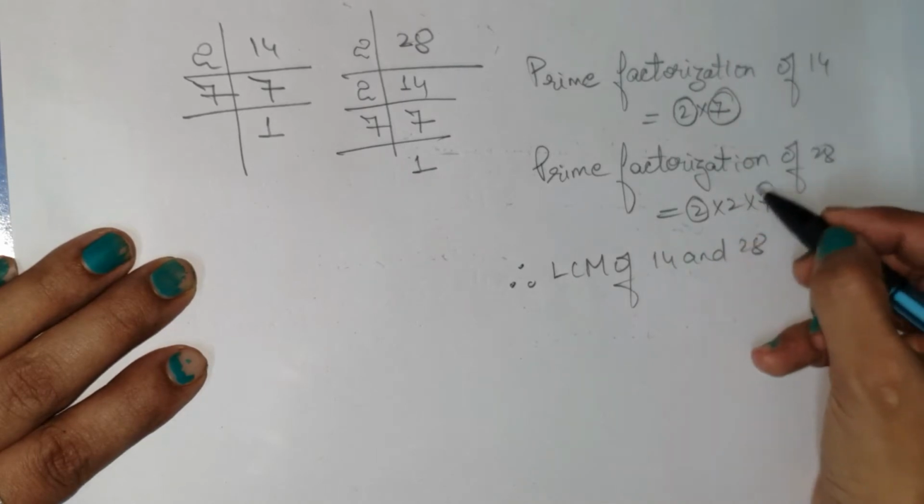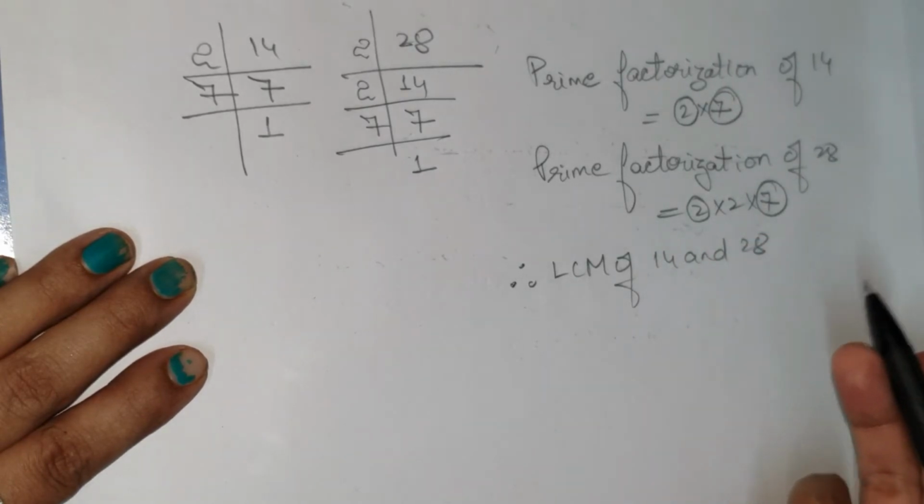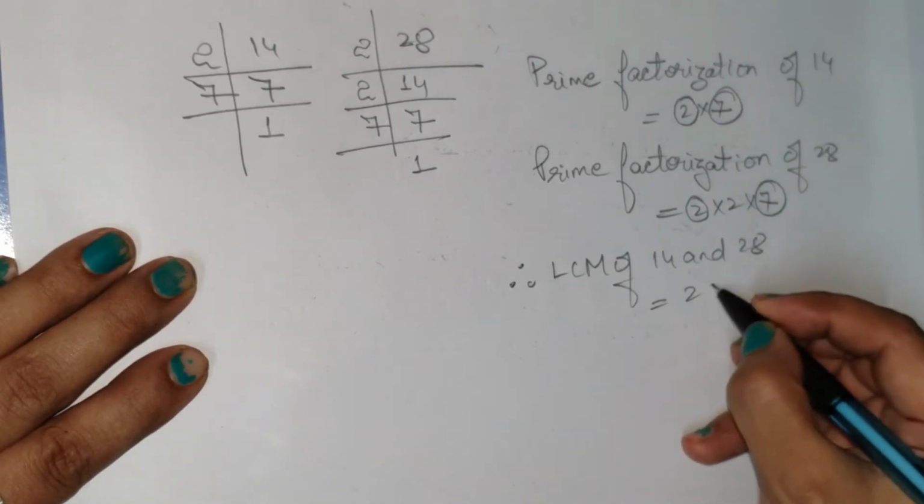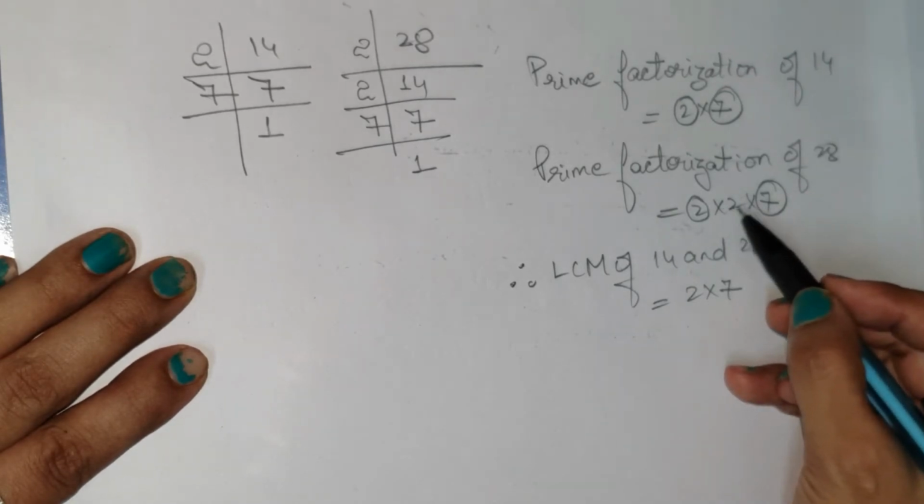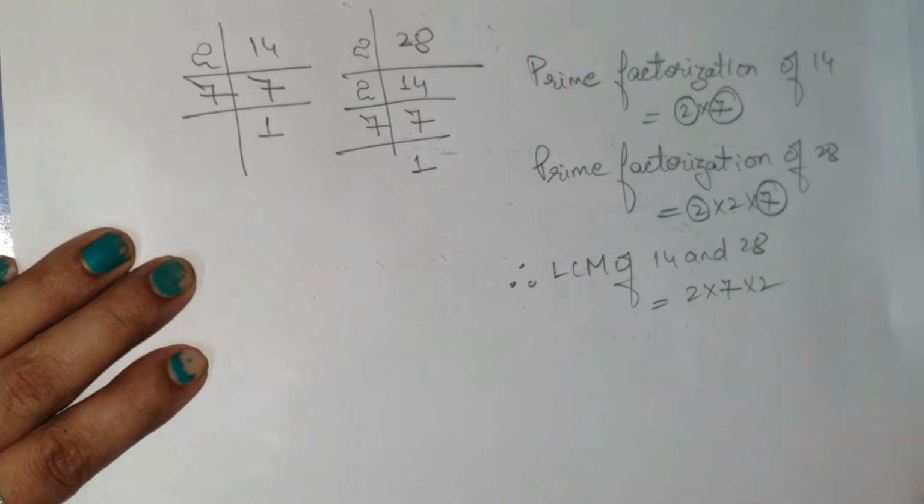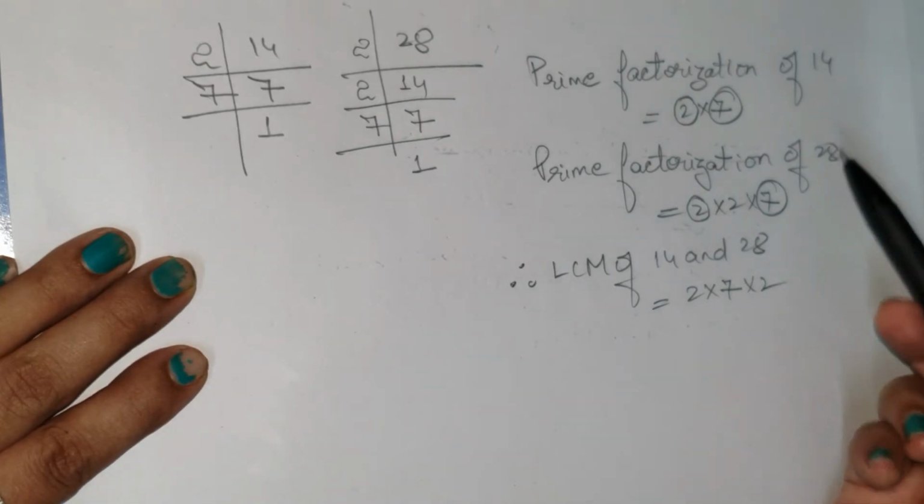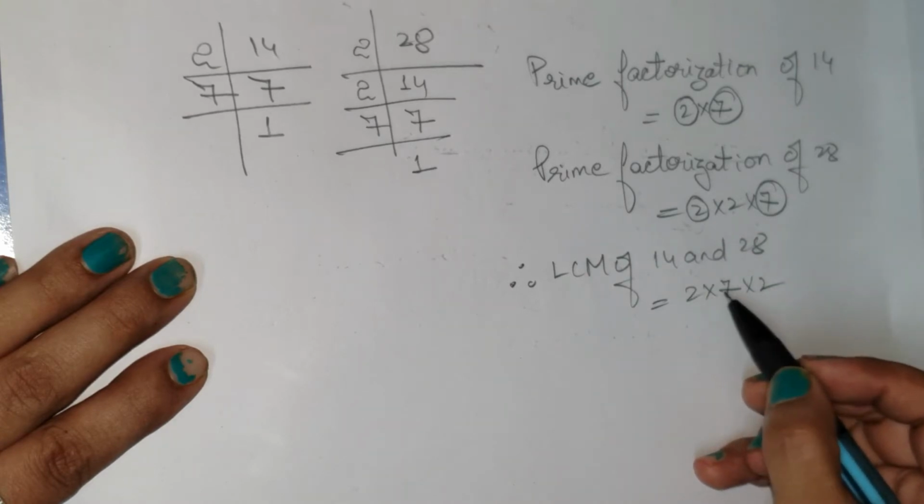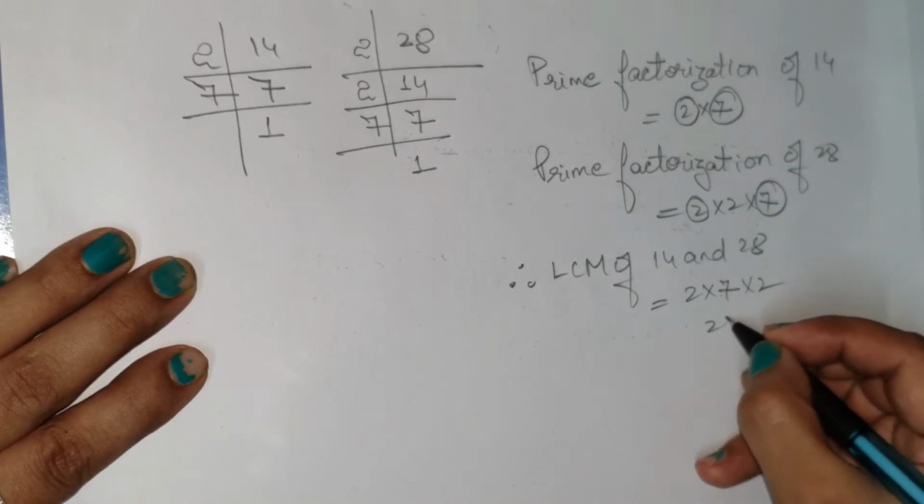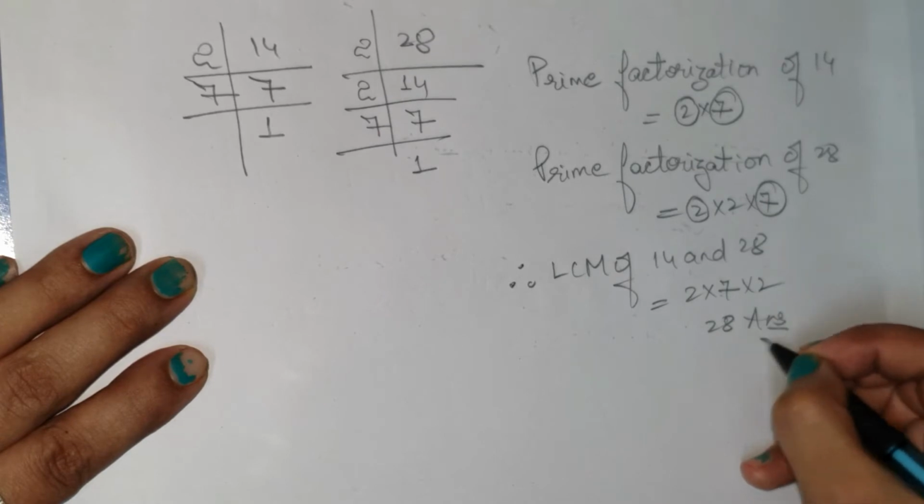Then number 7 is also coming in both. So firstly write the common values. So what are the common values? 2 and 7 are common. Okay, now write uncommon also. So uncommon is number 2. So this 2 also you will write. Both common and uncommon you have to write here. So now multiply. 2 7s are 14 and 14 2s are 28. So this will be the answer.